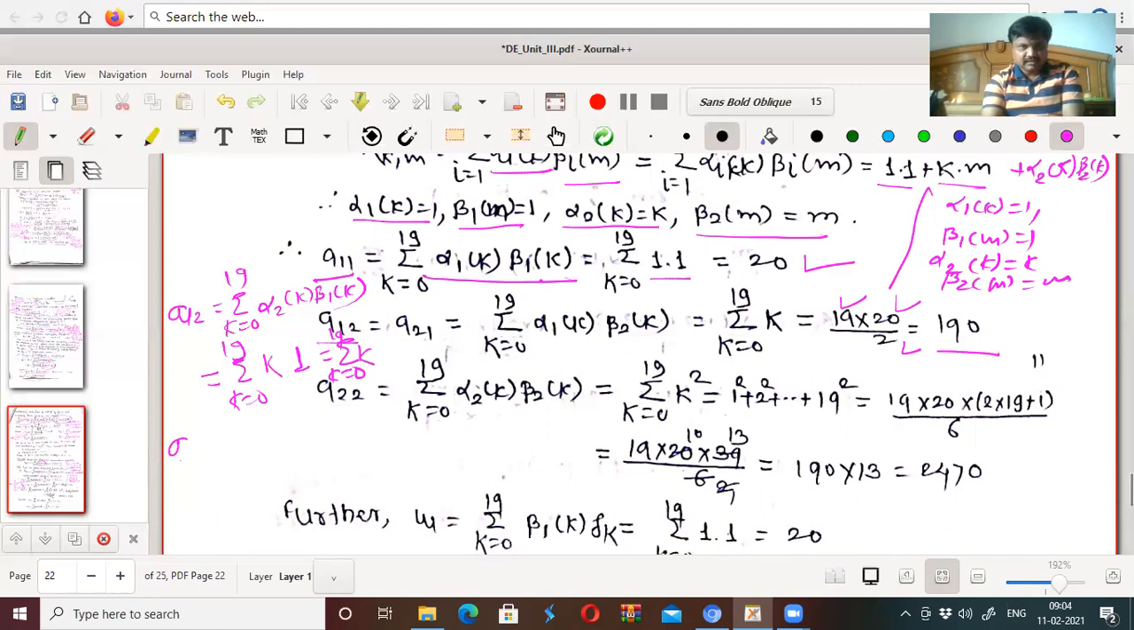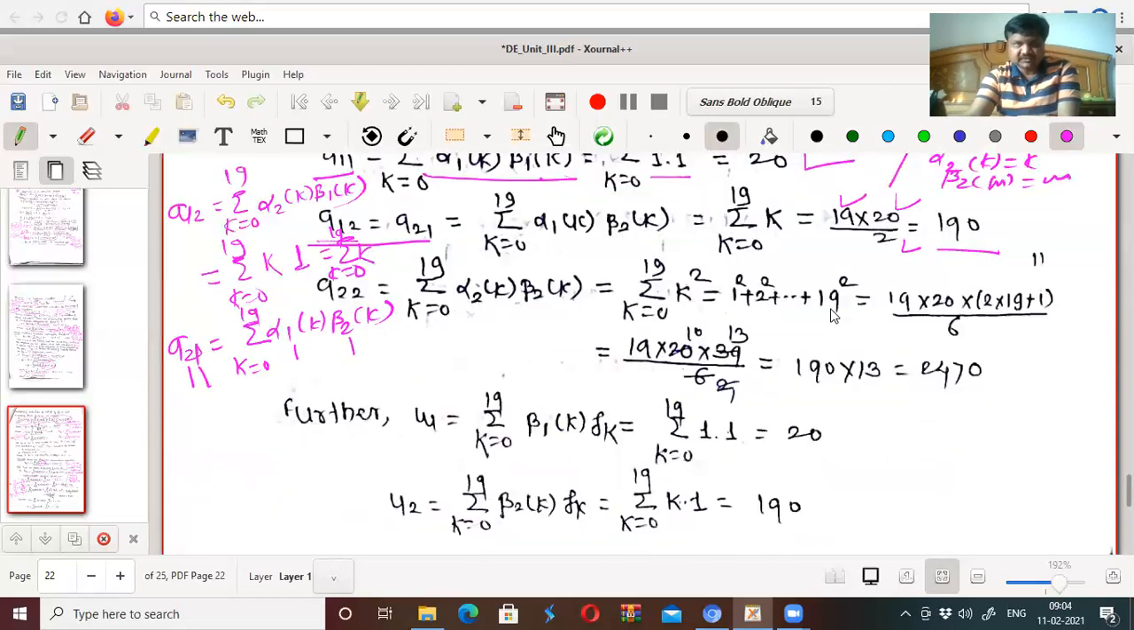Similarly, a21 is nothing but the summation from k equal to 0 to 19 of alpha 1k beta 2k. Here i is this and j is this. Again alpha 1k is 1 and beta 2k is k, therefore you will get the summation from k equal to 0 to 19 of only k. Therefore we have written here that a12 is nothing but a21.